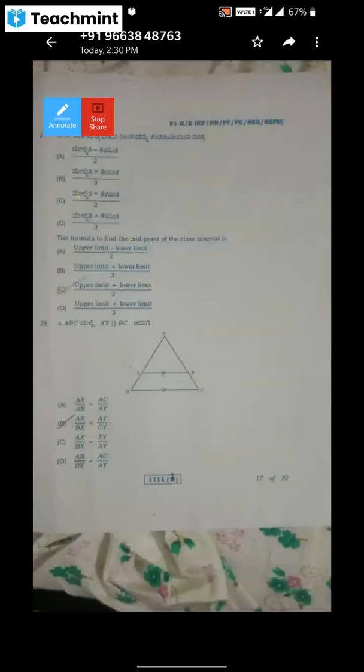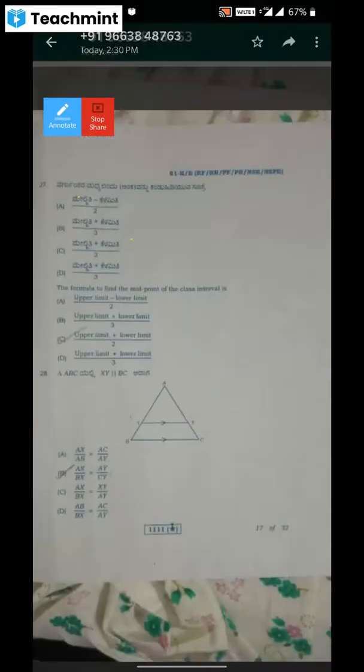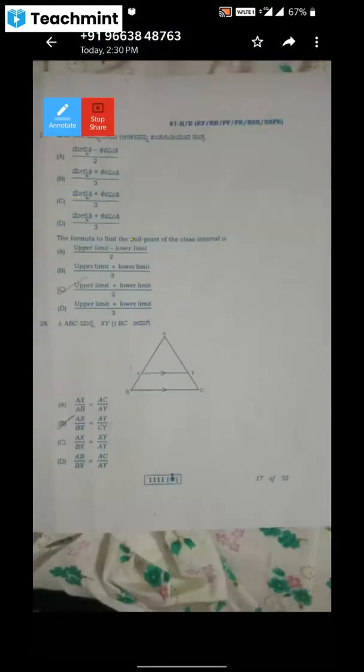After 26th question, 27th. So this is also a direct one. The formula to find the midpoint of the class interval is upper limit plus lower limit divided by 2. That is option C is the right answer. For 28th question, this is the basic proportionality theorem. Directly it gives the basic proportionality theorem or Thales theorem. That is option B, AX by BX equal to AY by CY is the right answer.